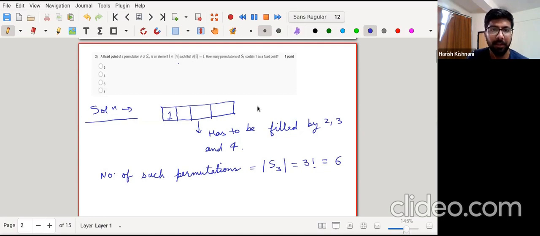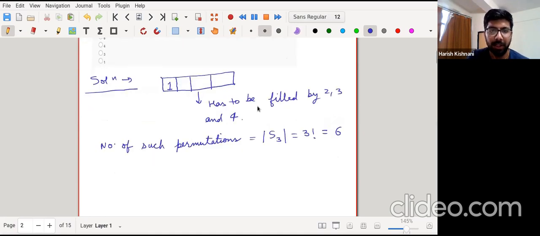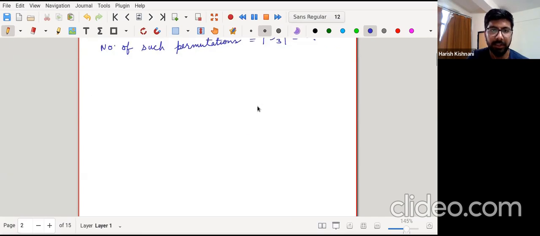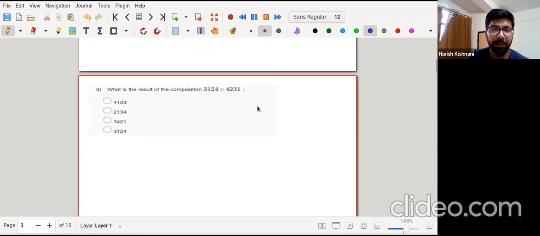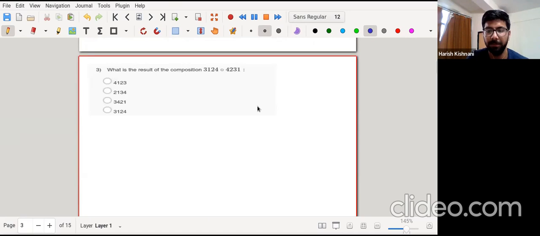Yeah. So let's move on to the next question. It says, what is the result of the composition 3124 composed with 4231? Okay. So any guesses, or can any one of you tell me what is the image of 1 under this composition?